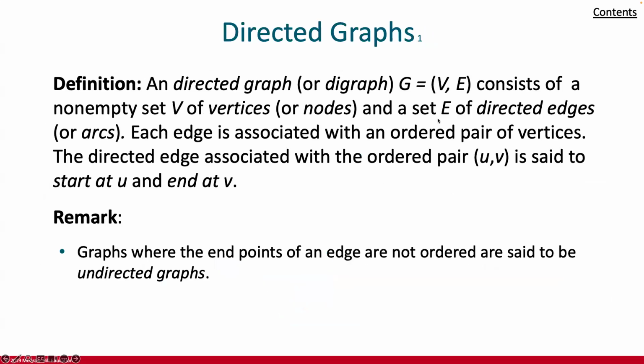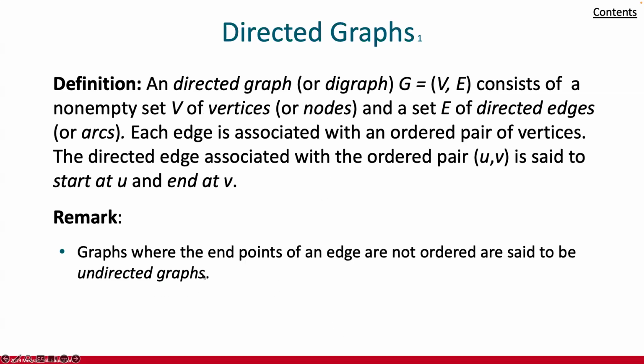So a directed graph, now we're going to be showing some directionality. It consists of a non-empty set V of vertices or nodes and a set E of directed edges or arcs. Each edge is associated with an ordered pair of vertices. The directed edge associated with the ordered pair uv is said to start at u and end at v.